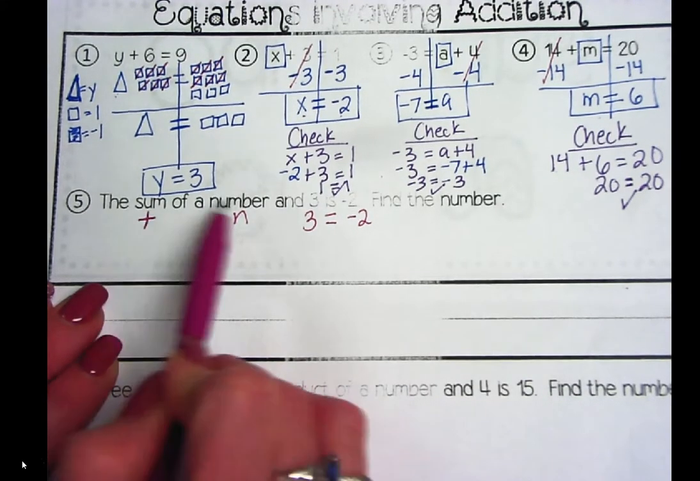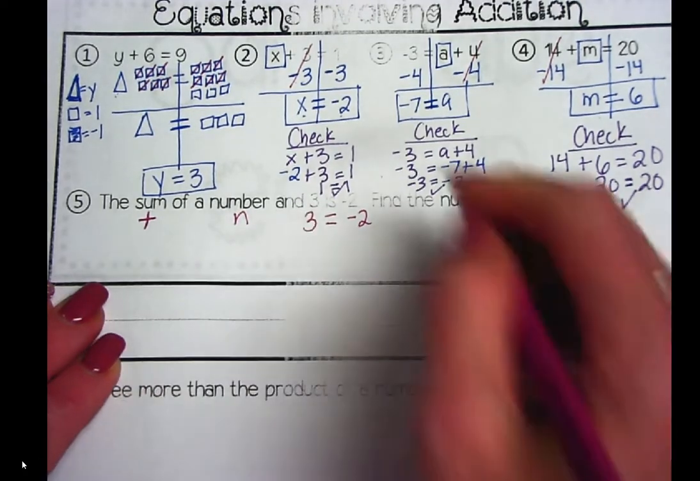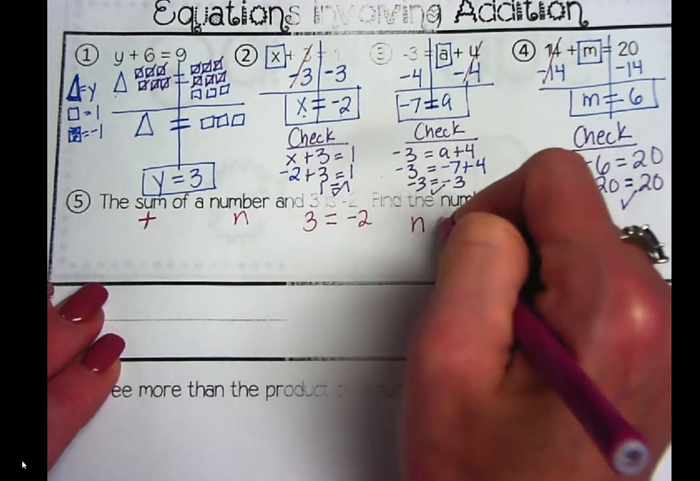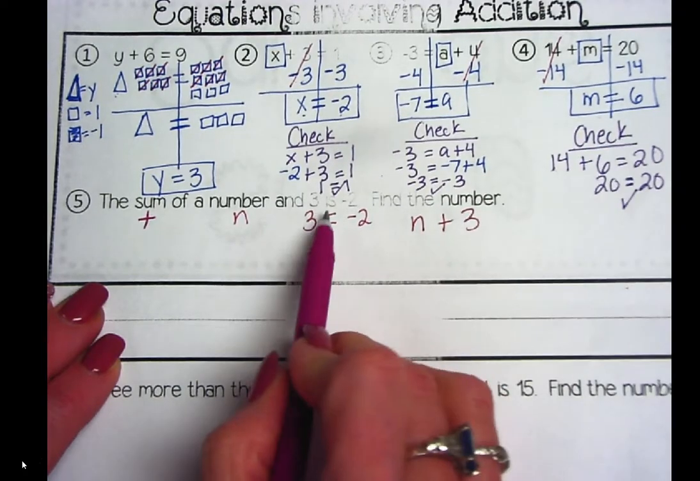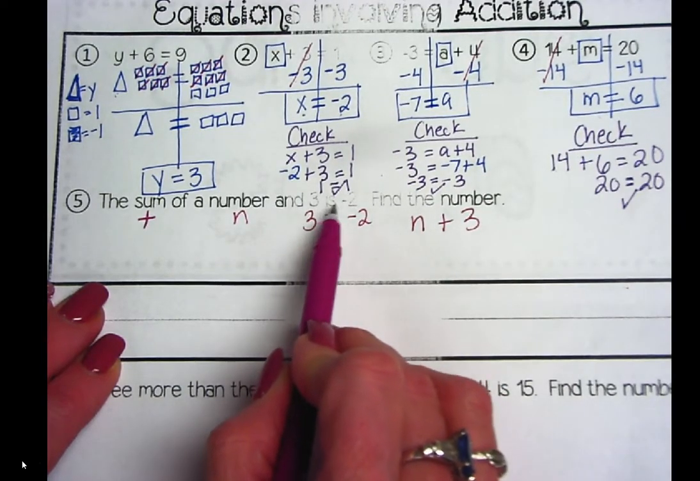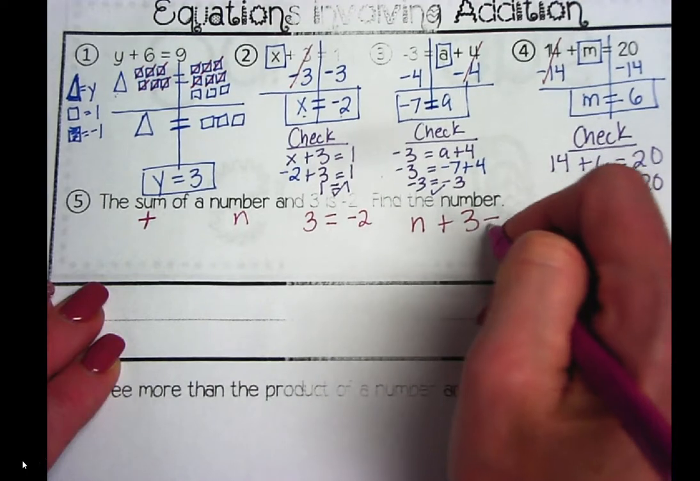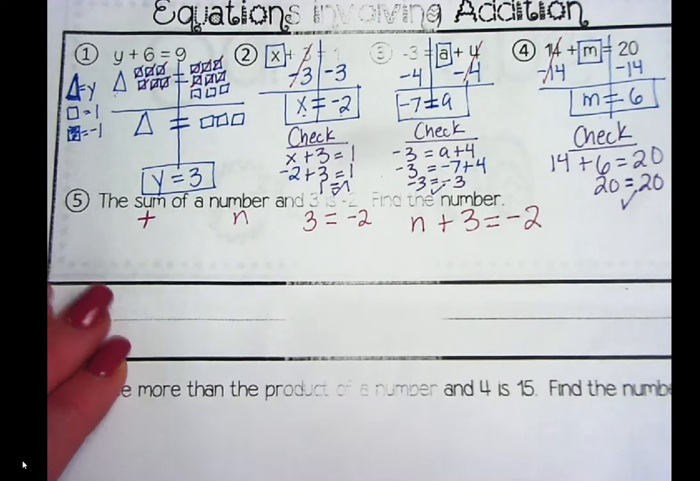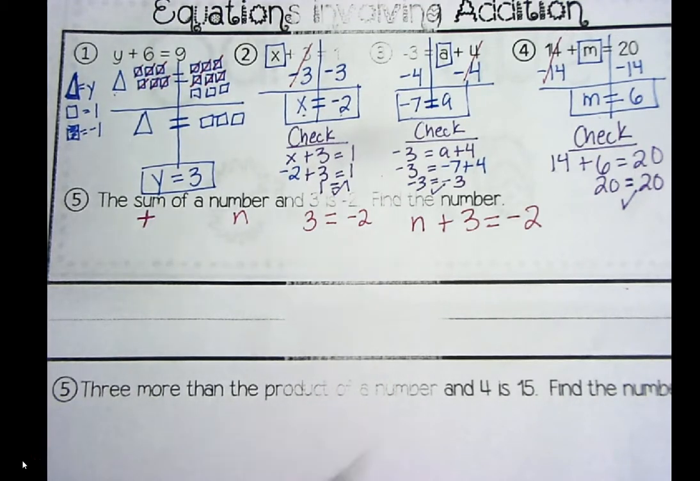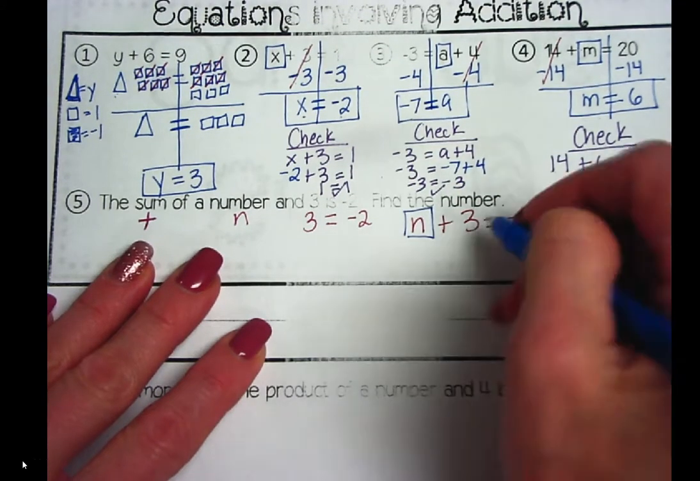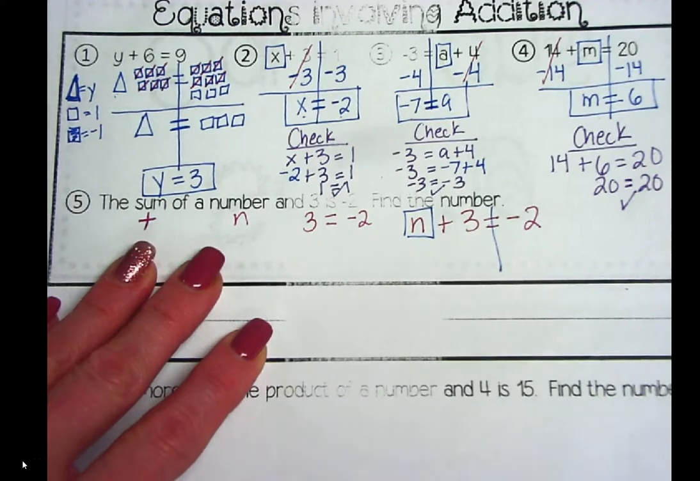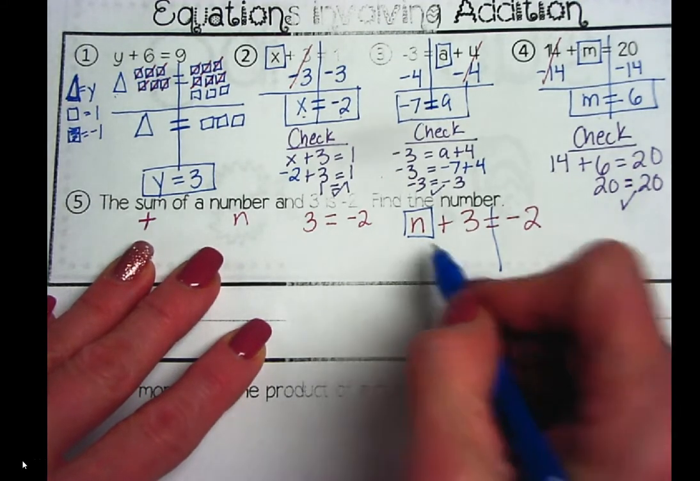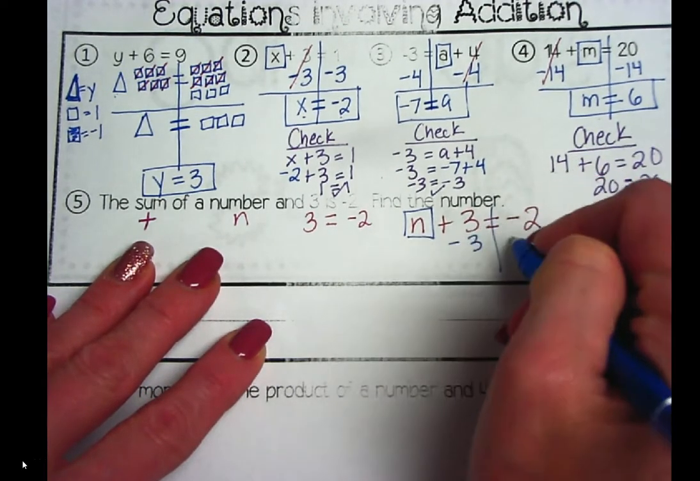So I'm finding the sum of a number and 3. So my equation is n plus 3. And the sentence tells us that it is negative 2, which is equals to negative 2. So from here, we're going to put a box around our variable. Our variable is n. Put a line down. I want to isolate n, so I'm going to subtract 3 from both sides.